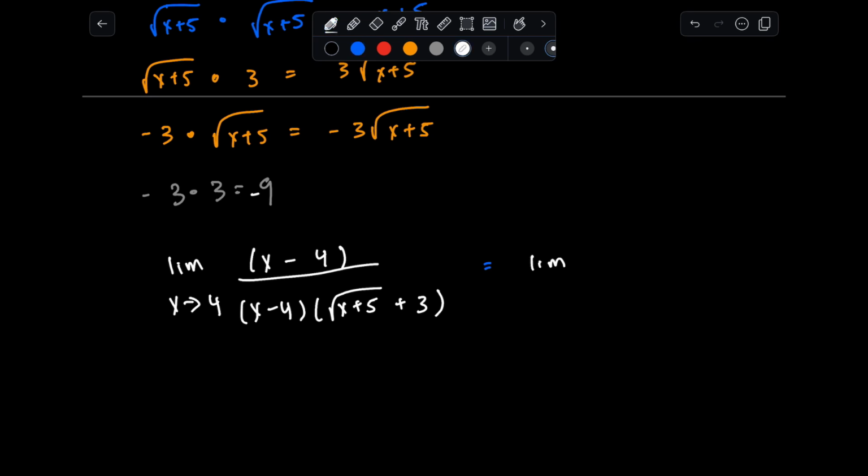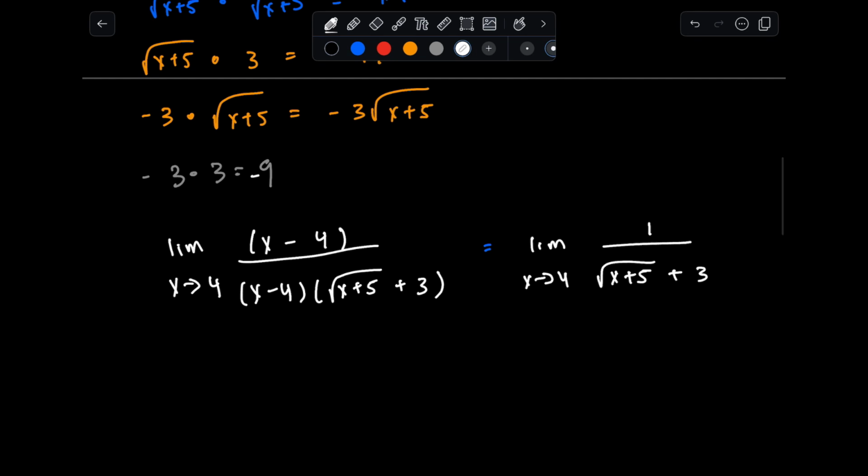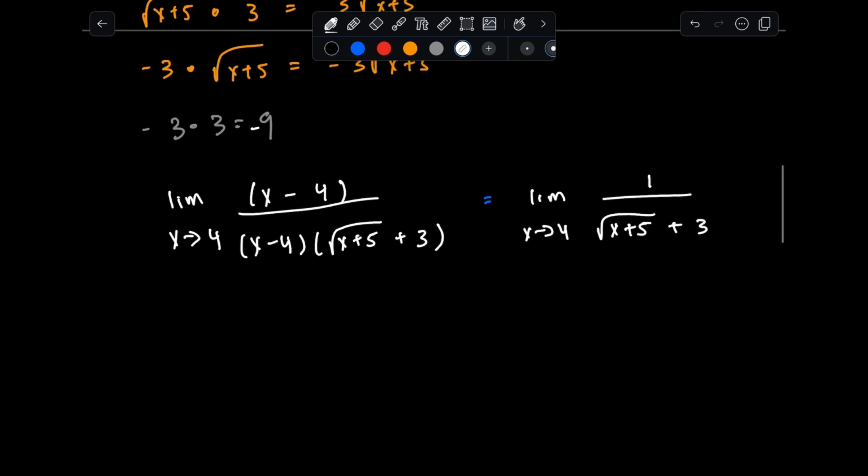and we'll have an expression that says the limit as x approaches 4 of 1 over the square root of x plus 5 plus 3. And at this point, it just becomes a direct substitution problem where you can go ahead and plug in 4 for the value of x without having to worry about getting an indeterminate form. And so doing this, we get 1 over the square root of x, which is in our case 4, plus 5. We'll take the square root of that, plus 3.